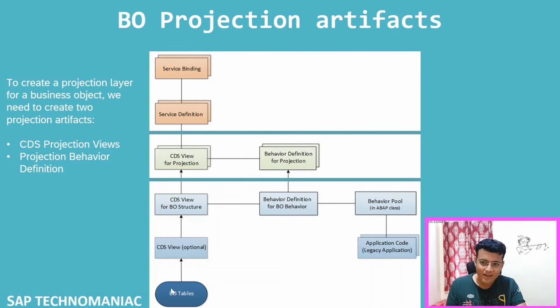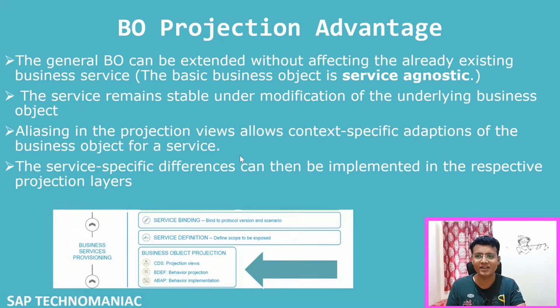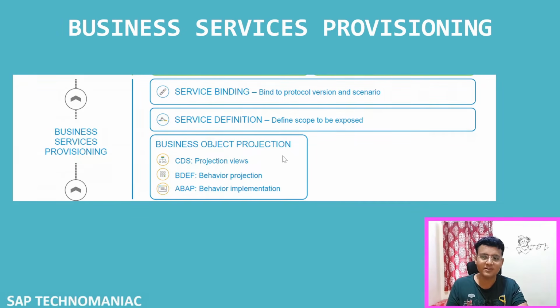Now once we have created these artifacts, we have to create the service definition and service binding. That is again a part of the BO projection, our second layer, we can say provisioning. We already discussed the projections, and the business object projection. Now we will discuss the service definition and the service binding. In the service definition, we will define the scope to be exposed, and in the service binding, we will define the protocol version: what is the protocol we are going to use and which is the version.